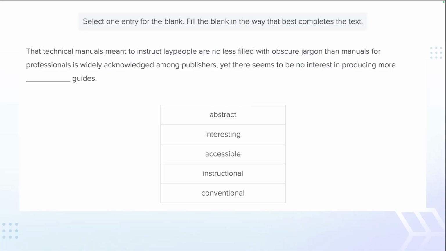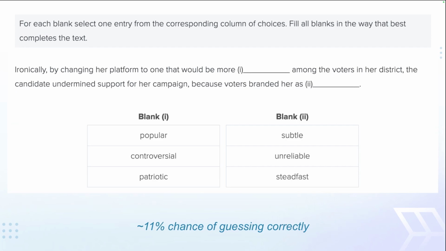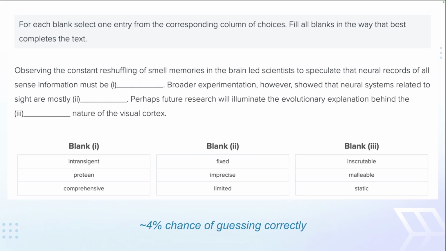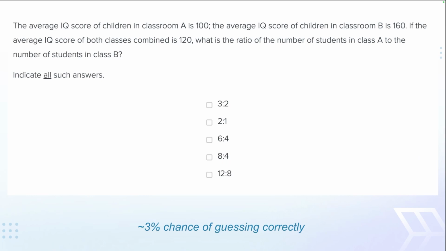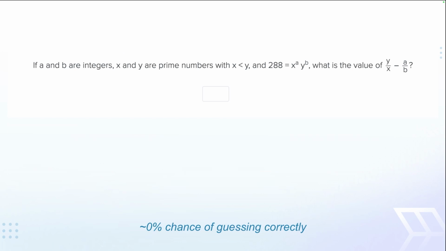This logic can also be extended to guessing on different question formats. While your chances of guessing correctly on a 1 blank text completion question are 1 in 5 or 20%, your chances of guessing correctly on both blanks of a 2 blank text completion are 1 in 9 or just over 11%. Your chances of guessing correctly on all 3 blanks of a 3 blank text completion are even worse at 1 in 27 or less than 4%. You have a 6.6% chance of guessing right on sentence equivalents, a 3.2% chance of guessing right on a 5-answer choice select one or more, and a near 0% chance of guessing right on numeric entry.